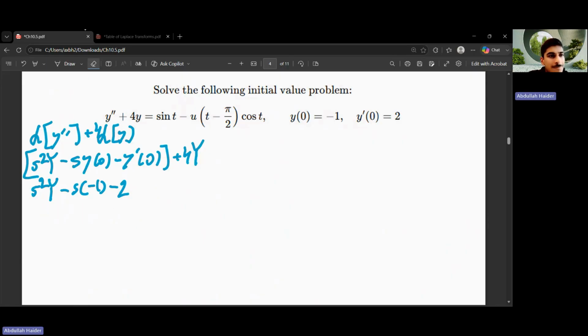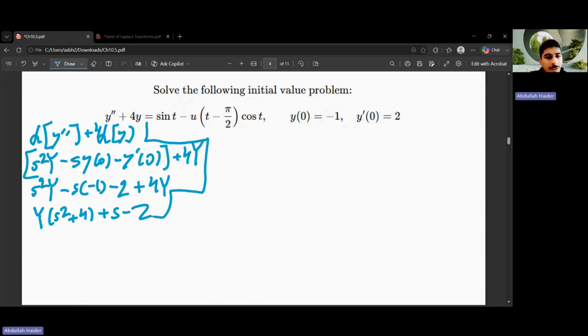It's been quite long. So s squared, okay, plus 4y. So we're combining the big y's. So y squared plus 4 plus s minus 2. The left side part is done. This is 2.